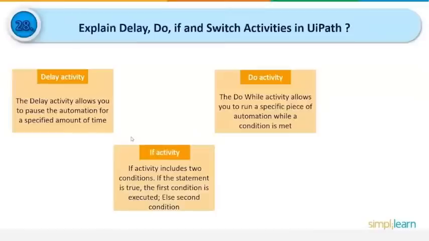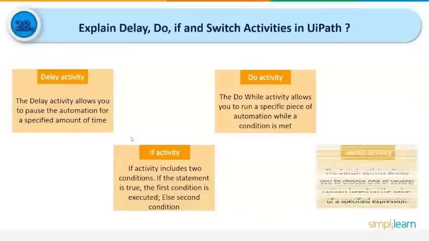If activity: the if activity includes a statement as well as two conditions. If the statement is true, the first condition is executed. If the statement is false, the second condition is executed. If activities can be used to make decisions based on variable values. Switch activity: the switch activity allows you to choose one of several options based on the value of a specified expression. The switch activity uses an integer argument by default, but you can change it in the Properties panel under the TypeArgument list. The switch activity can be used to categorize data based on a predefined number of cases.